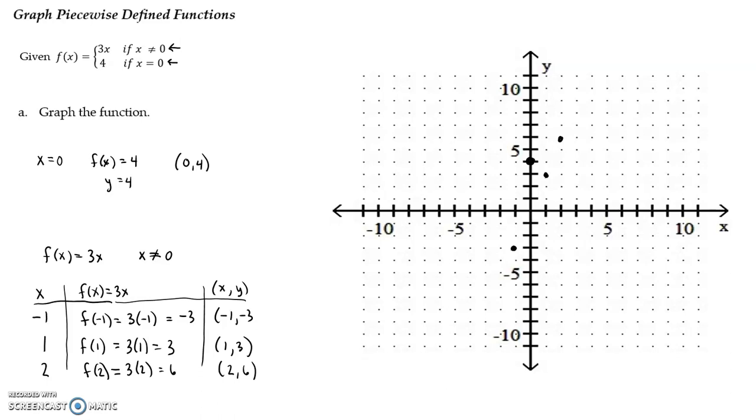Let's go ahead and connect these points. Right, so I've got my line y equals 3x. This graph is going to be going on forever in both directions. Keep in mind I'm not allowed to have an x value of 0 here, so on this line, that origin point is an open circle.